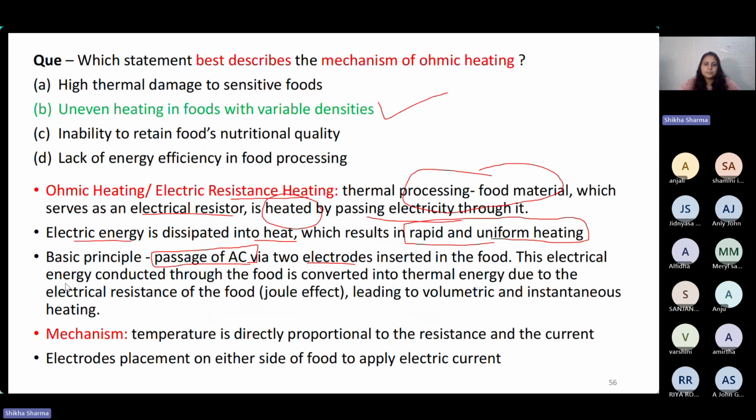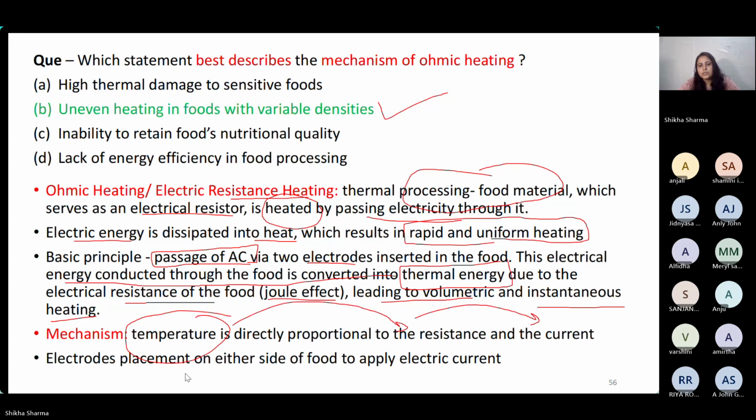So this electrical energy is conducted through the food material, which converts it into thermal energy due to the electrical resistance of the food, which is also known as Joule's effect, and it leads to volumetric and instantaneous heating. So the mechanism is that the temperature is directly proportional to the resistance of the food and also to the current which we are providing.